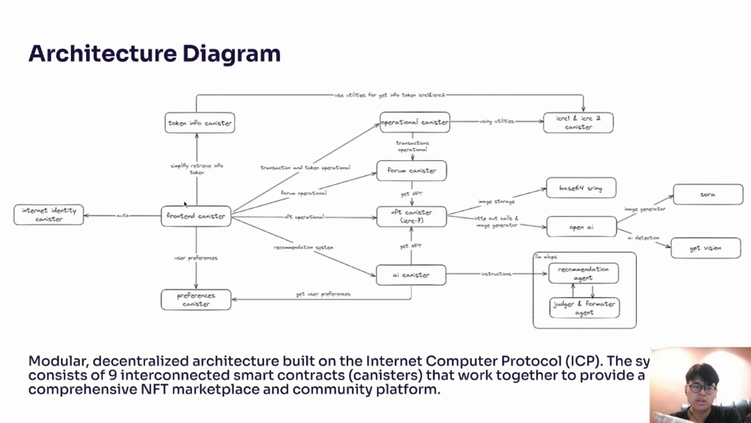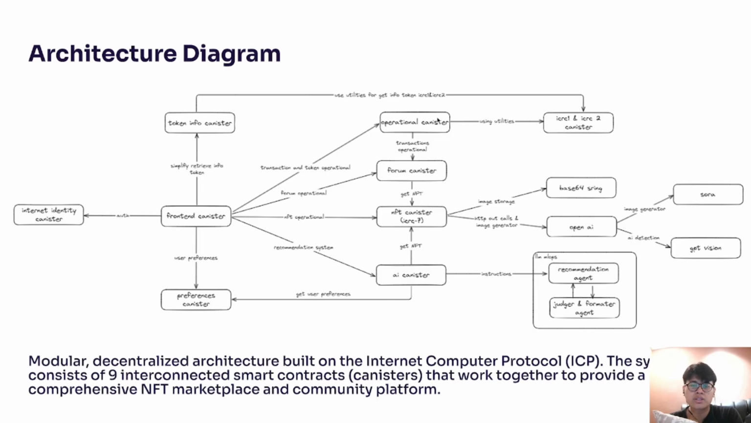In order to use all of these, we need to authenticate with the Internet Identity canister first. After that, we have four major canisters: operational canister, forum canister, NFT canister, and AI canister. The operational canister is for the core business logic, so we use it for transactions and token operations. For the token operations, we use the ICRC1 and ICRC2 canisters, and we also have the token info canister. Basically, this is the simplifier of the token, because we have a lot of functions and we want to simplify it.